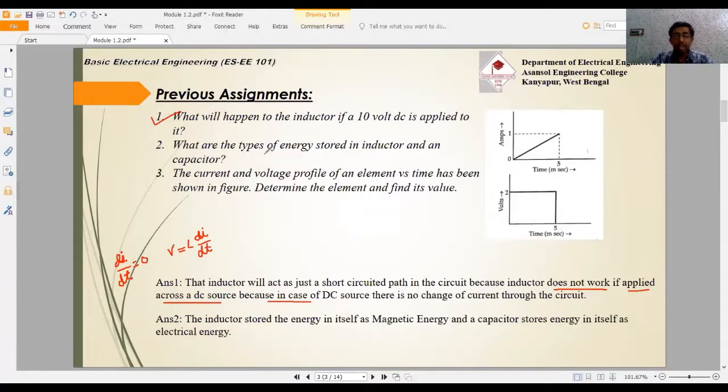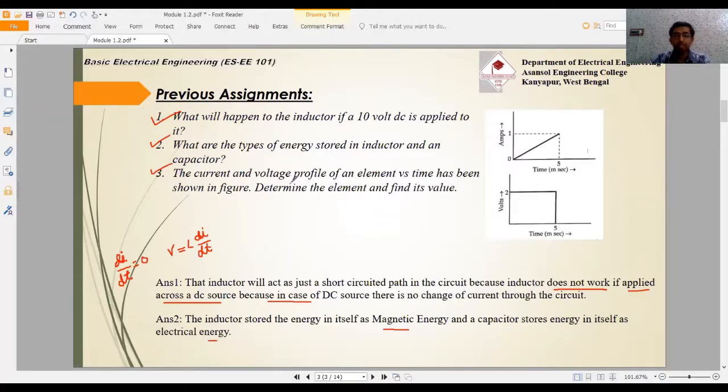Second, what are the types of energy stored in the inductor and capacitor? The inductor stores the energy in itself in magnetic form. That means the energy is magnetic energy, and a capacitor stores the energy in itself as electrical energy. Okay. Moving on to the third question.